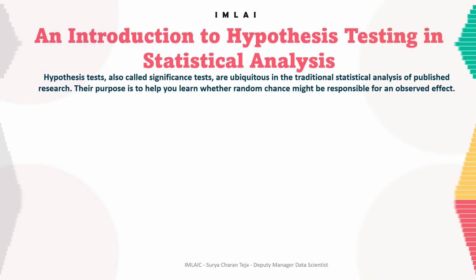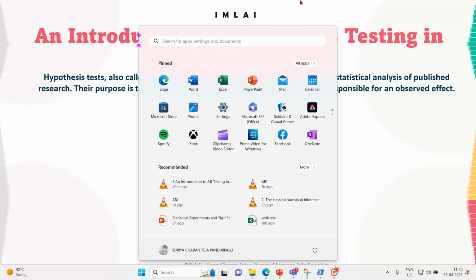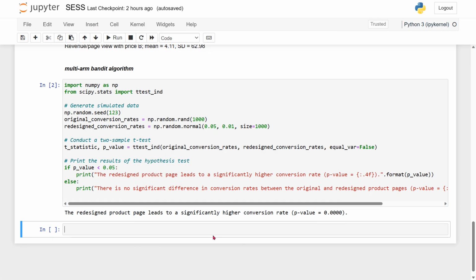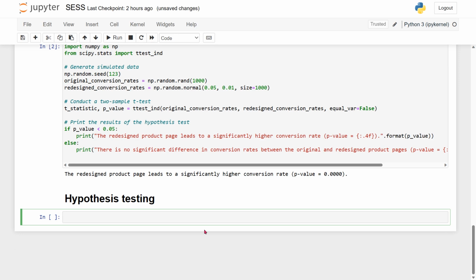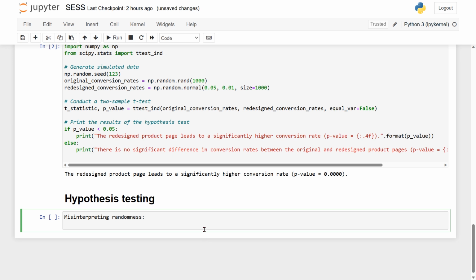Let me share how humans misinterpret randomness. Misinterpreting randomness is what we will discuss now. You can observe the human tendency to underestimate randomness in this experiment.